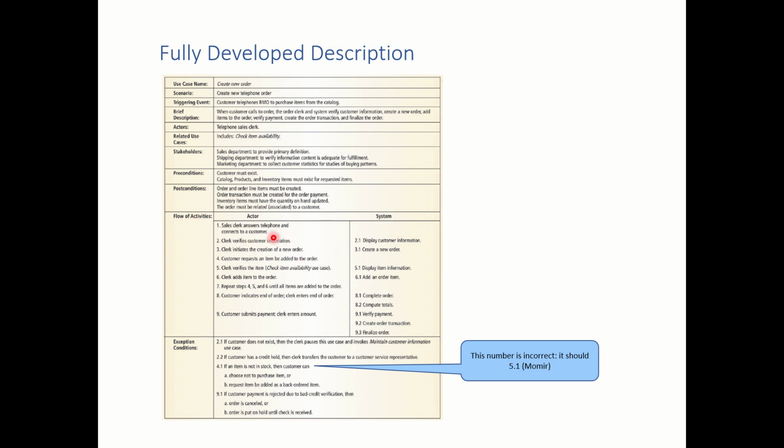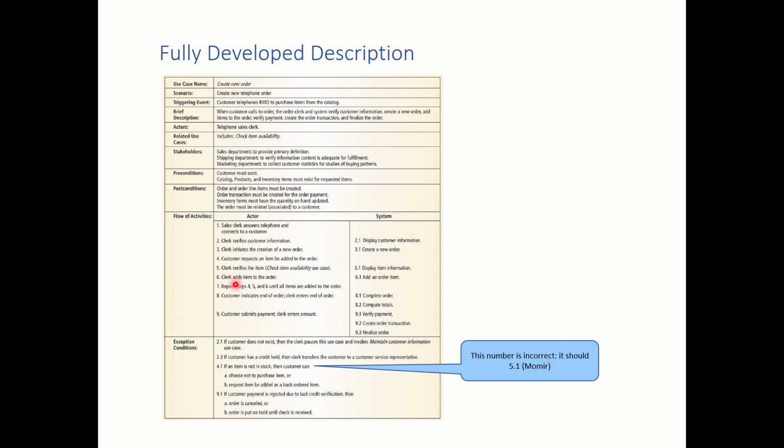When you look at this, this is the actor and this is the system, right? The sales clerk answers the telephone and connects to the customer, okay? And the clerk verifies the customer information. In the system, this is the interface, right? So display customer: once the verification is done, display the customer information. Now the clerk initiates the new order, and the customer requests an item to be added to the order. The clerk verifies the item, so it displays that item information, right?